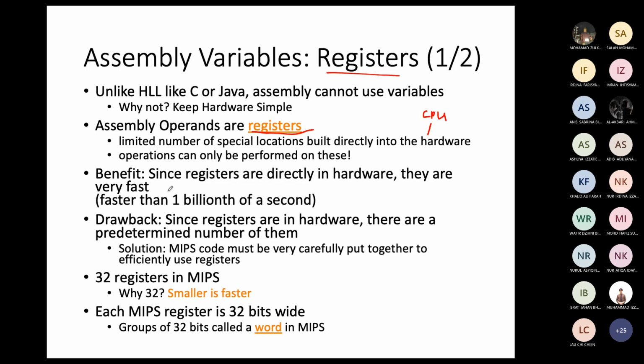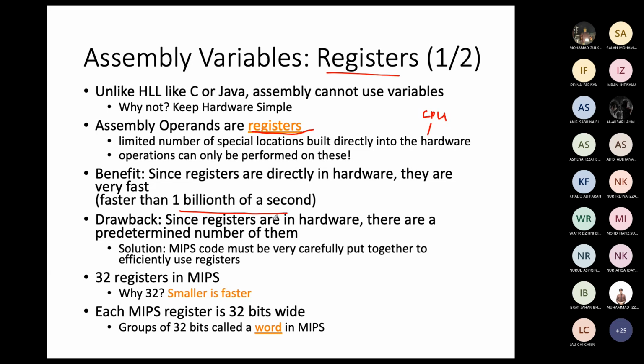So what's the benefit of using registers? Registers are directly implanted, like soldered, on the CPU itself. They are very fast because they are very near to the CPU unit. It's the fastest memory, I can say, in the world, meaning on the whole system of the computer. It's faster than one billionth of a second.